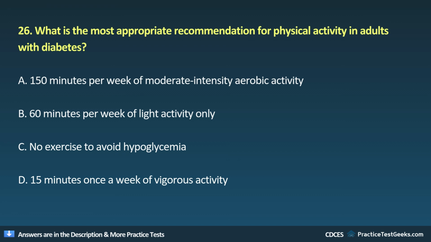26. What is the most appropriate recommendation for physical activity in adults with diabetes? A. 150 minutes per week of moderate intensity aerobic activity. B. 60 minutes per week of light activity only. C. No exercise to avoid hypoglycemia. D. 15 minutes once a week of vigorous activity.